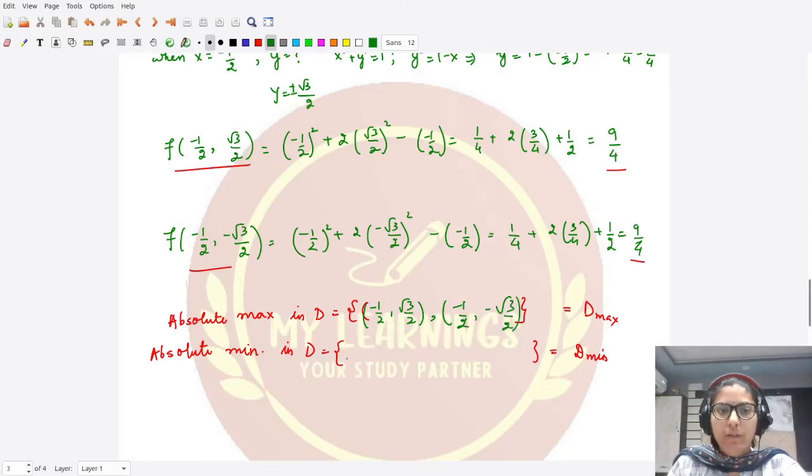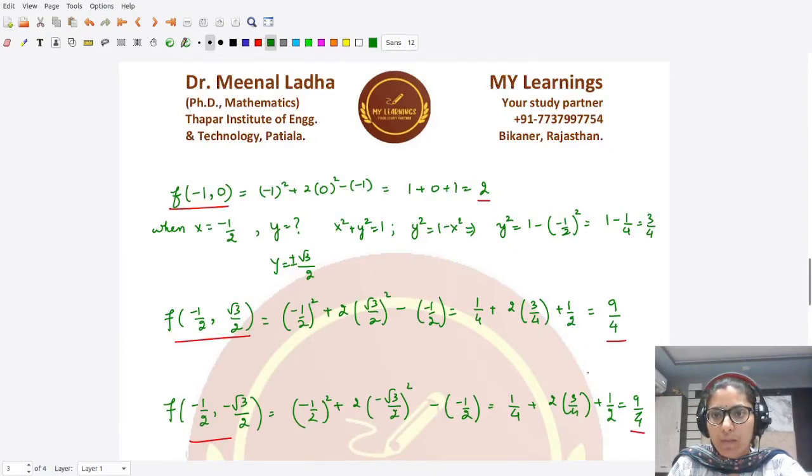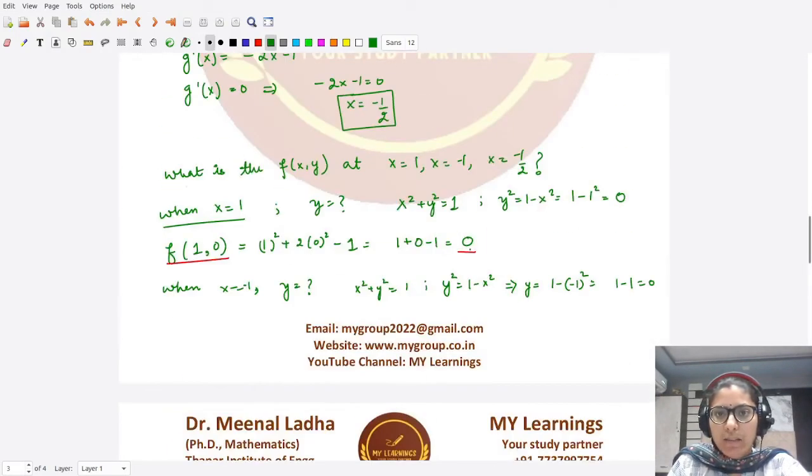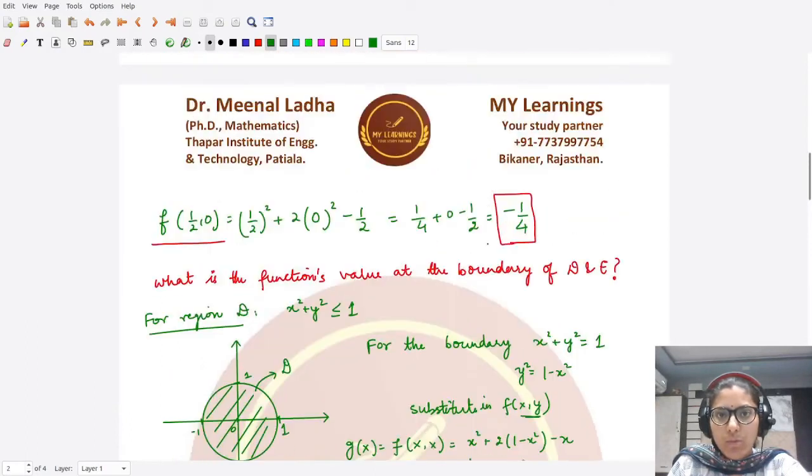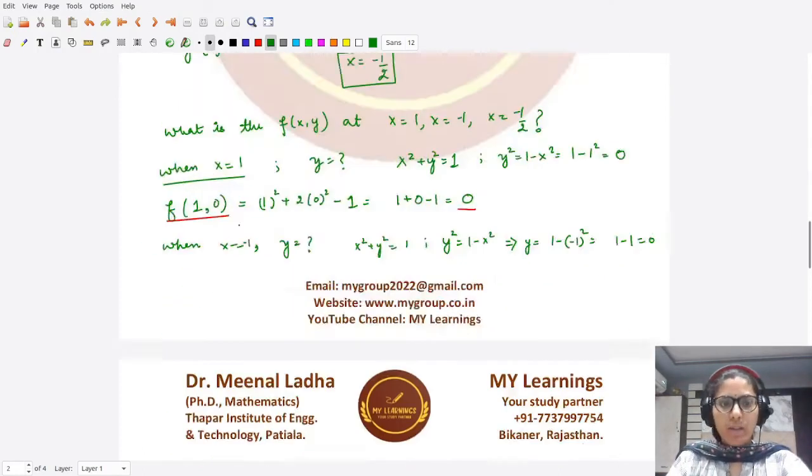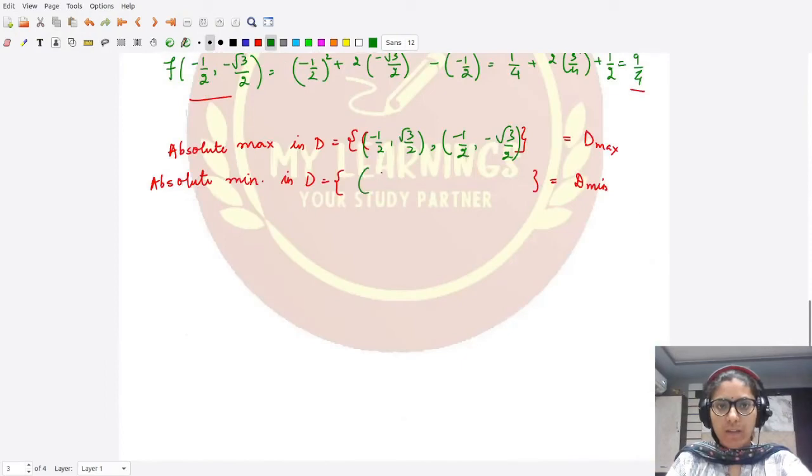And for the minimum value, what is the minimum value? These are the positive values, 2, 9 by 4, 9 by 4, and this value is 0, and one more value, it is minus 1 by 4. So obviously this is the minimum value here, right, for D. So that means what is the point? 1 by 2 comma 0. So we have our set as 1 by 2 comma 0. So we are done with one region for the question.